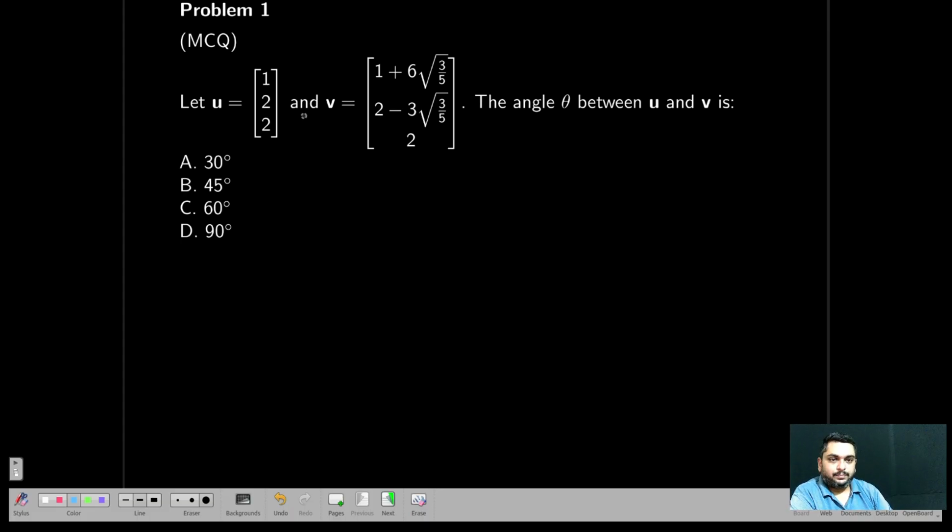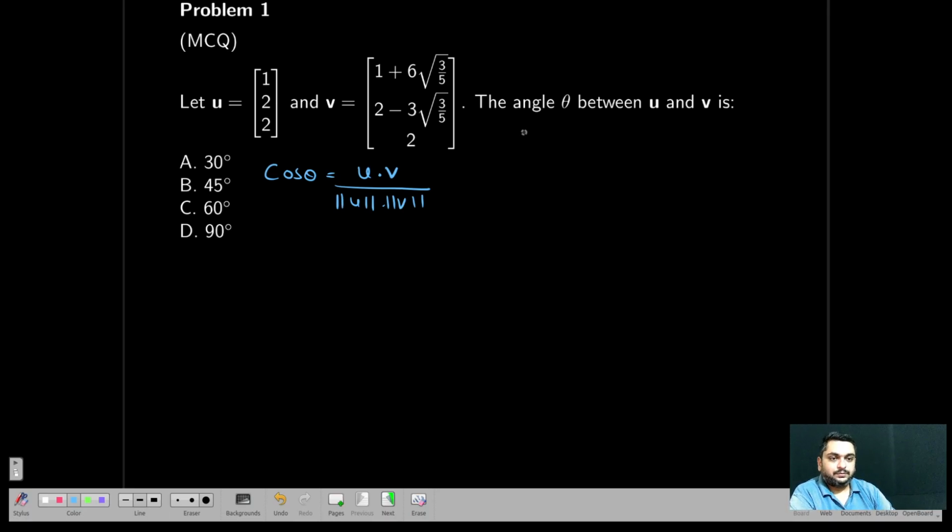Let u and v be the two vectors. They are given. The angle theta between u and v is, so how will we calculate theta? It is given by cos theta equal to the dot product of u and v divided by the length of u into the length of v.